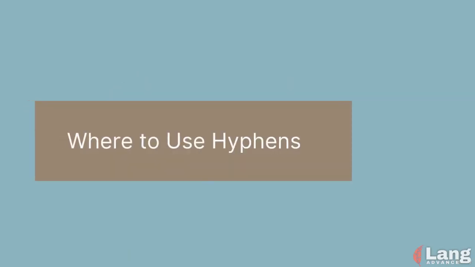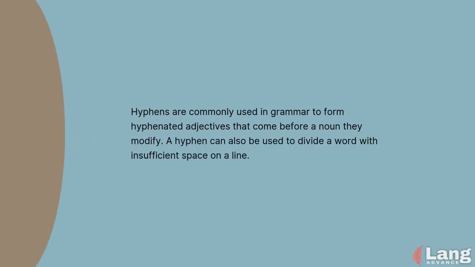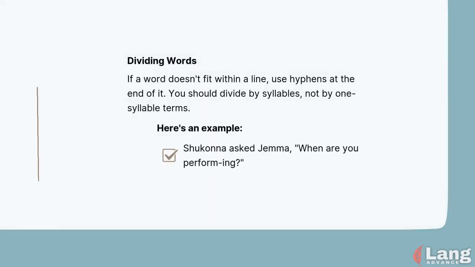Where do you use hyphens? Hyphens are commonly used in grammar to form hyphenated adjectives that come before a noun that they modify. A hyphen can also be used to divide a word with insufficient space on a line. Dividing words. If a word doesn't fit within a line, use hyphens at the end of it. You should divide by syllables, not by one-syllable terms. Here's an example. Shukonna asked Gemma, "When are you performing?"